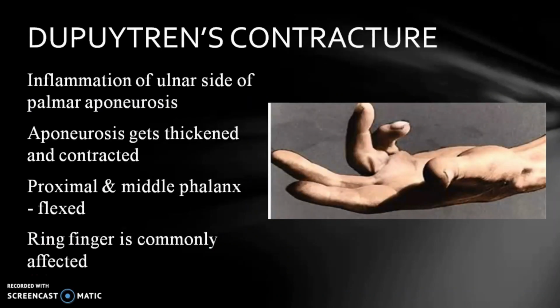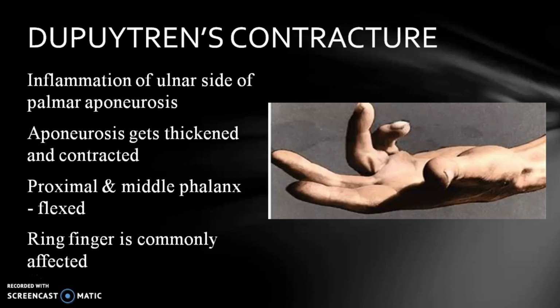And now we will be seeing some applied aspect for this palmar aponeurosis, that is Dupuytren's contracture. It is mainly due to inflammation in the ulnar side of palmar aponeurosis, and that condition we call Dupuytren's contracture. So what will happen there is the aponeurosis will get thickened and contracted. The result will be proximal and middle phalanx will get flexed as shown in the image, and the ring finger is the major finger to get affected.